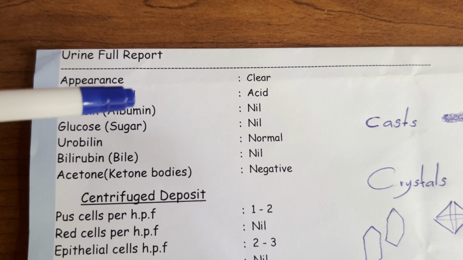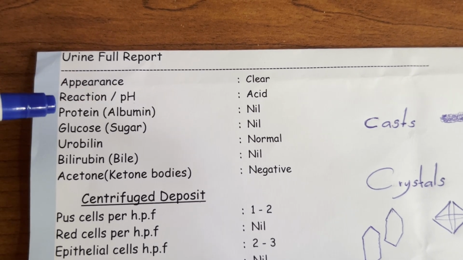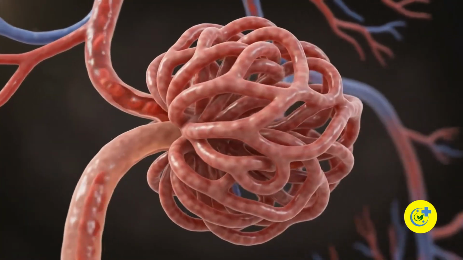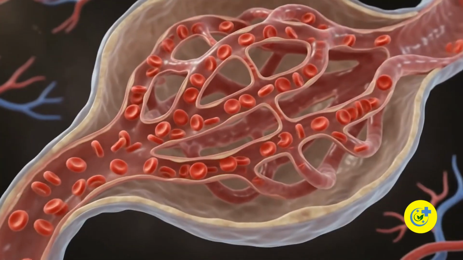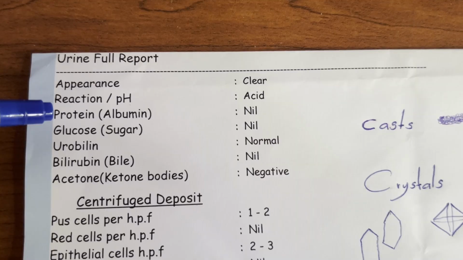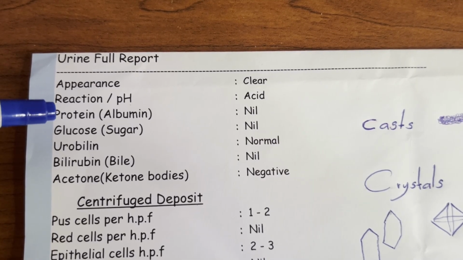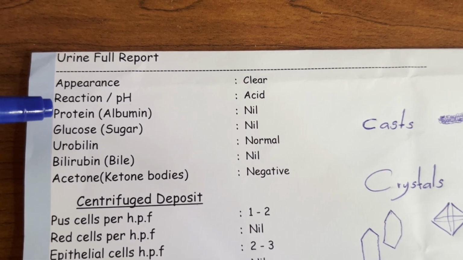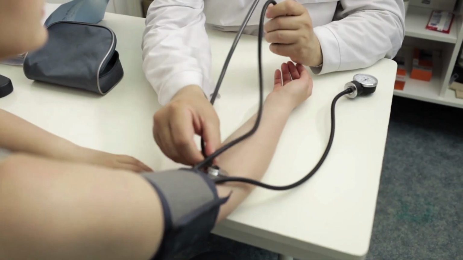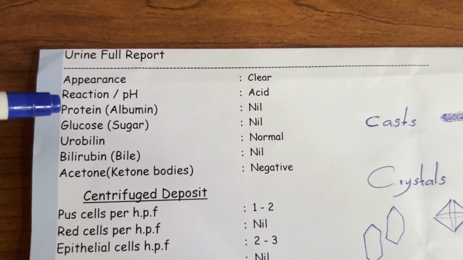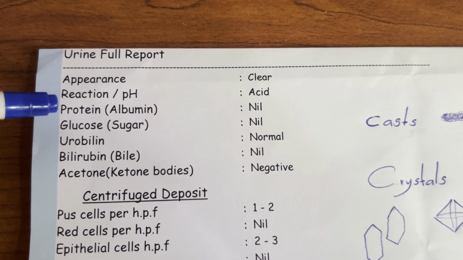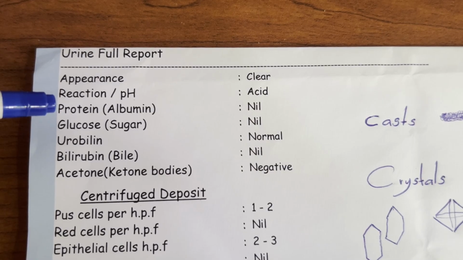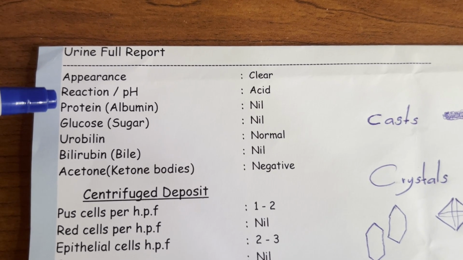Here we have protein, also called albumin, showing nil. Healthy glomerular capillaries in your kidneys act as a sieve with microscopic pores that prevent large plasma proteins from leaking into urine. Persistent proteinuria, trace to 4+, is an essential early screening biomarker for kidney damage, diabetic nephropathy, chronic hypertension, or glomerular inflammation. Transient proteinuria can occur harmlessly after intense physical workouts, high fever, or orthostatic stress.